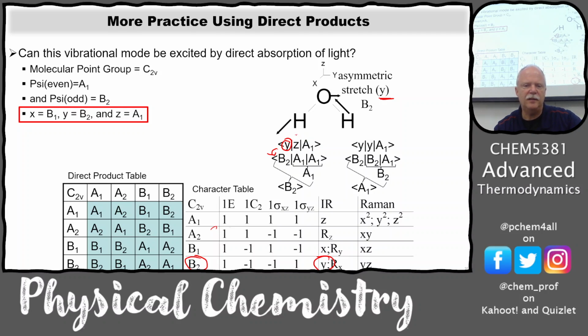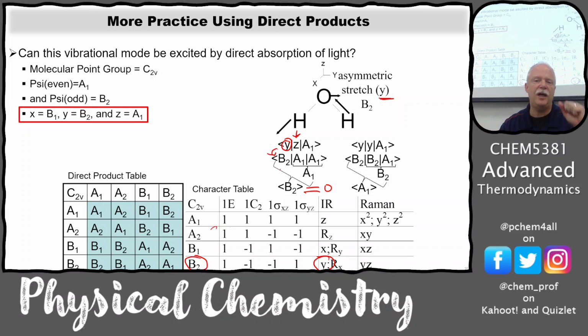And then we look at light. Z polarized light is A1. So we have the ground state A1 times light, which is A1, and then that interaction times the Y symmetry of this asymmetric stretch, which is B2, gives us B2. So since that's not the top row, that's equal to 0. So it's forbidden for Z polarized light.